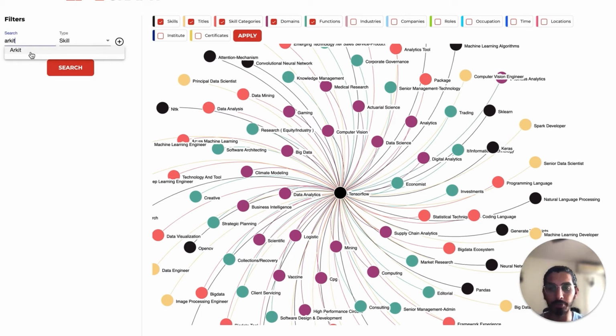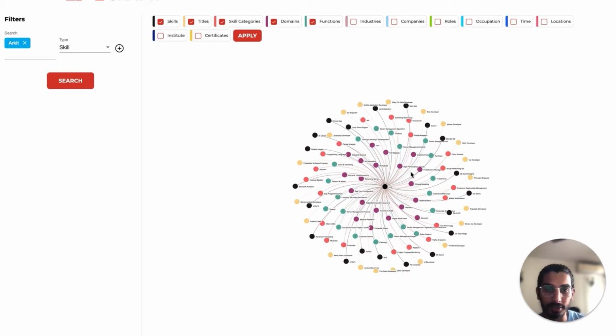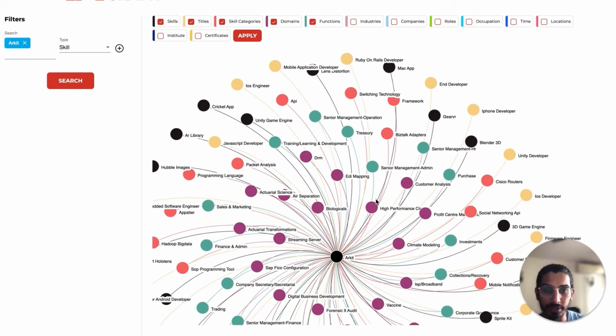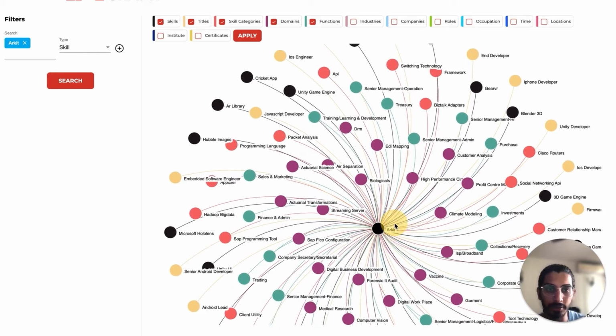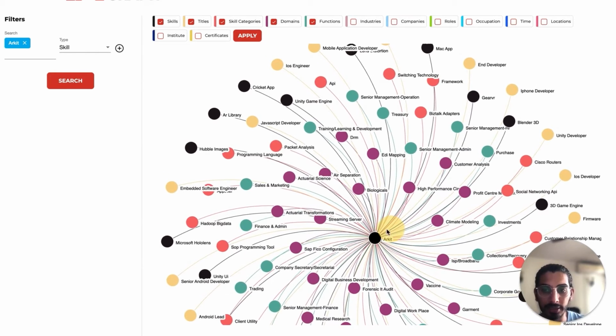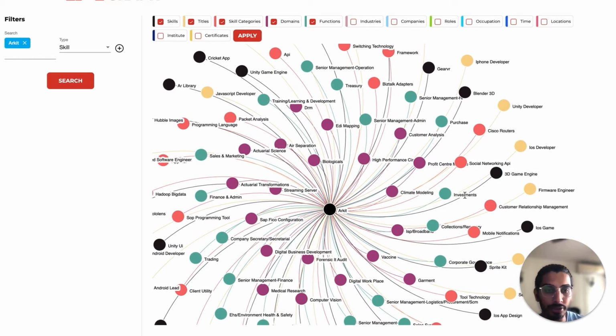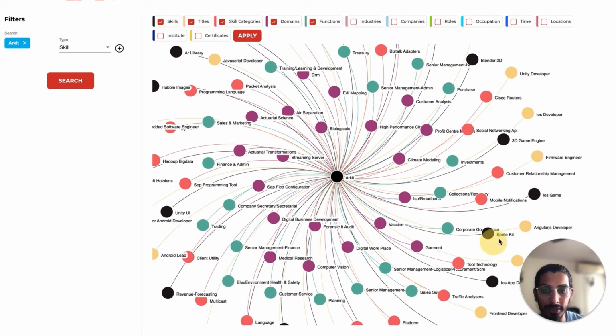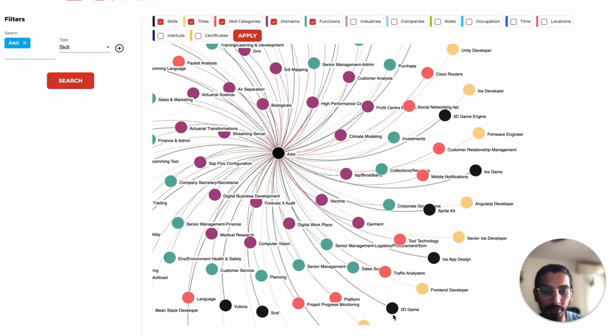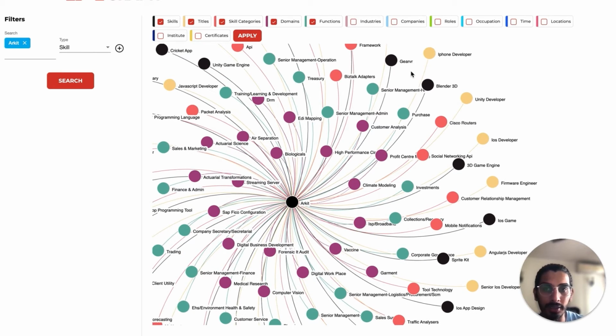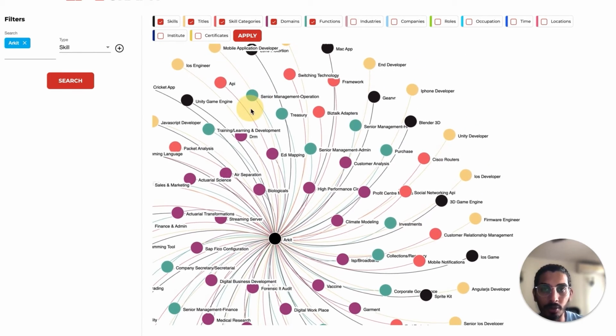Now another skill which is trending across the market, because lots of people are talking about augmented reality and virtual reality. Again, let's have a look at what kind of related skills we have as part of ARKit. Microsoft HoloLens, Unity UI, AR library, you do see 3D game engine, Sprite Kit, Vuforia, 2D games, Blender 3D, Unity game engine, all are related skills.